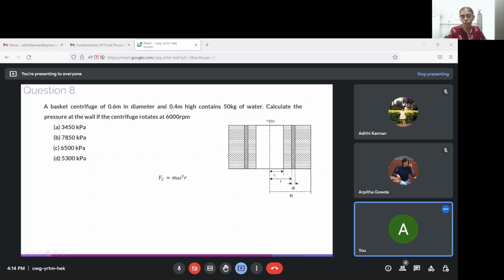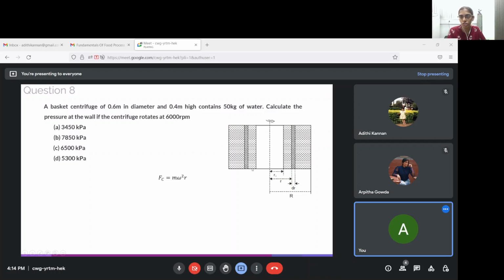So the formula for the centrifugal force, as we discussed in the second slide, is Fc is equal to m omega square r. So m is the mass of the liquid or the product that you are trying to centrifuge. Omega is the angular velocity given in radians per second, and r is the radius at which the particle or the liquid that you are separating is present from the central axis.